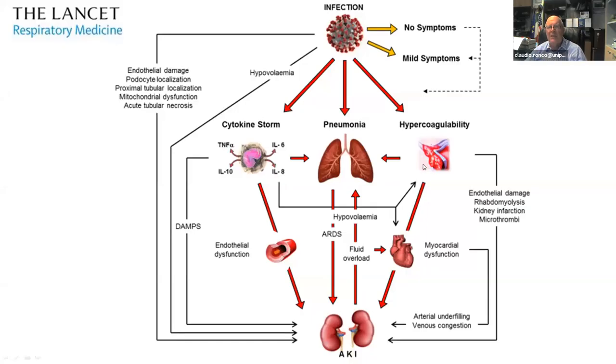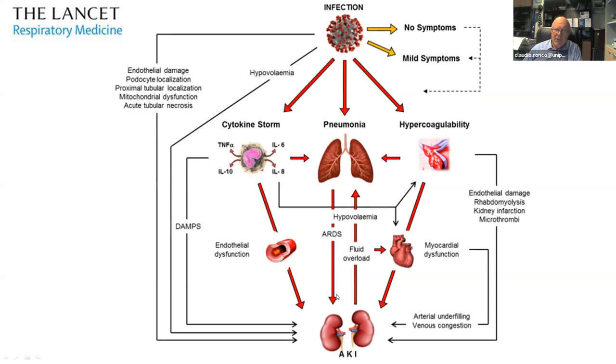And in Lancet, we published the different mechanisms by which this is damaging kidneys in an acute manner. First of all, we're talking about patients that have a kind of severe syndrome that may develop direct damage through endothelial damage, podocyte localization, proximal tubular localization, mitochondrial dysfunction, and acute tubular necrosis. We're talking about patients who may develop diarrhea and hypovolemia, in which AKI is a consequence.